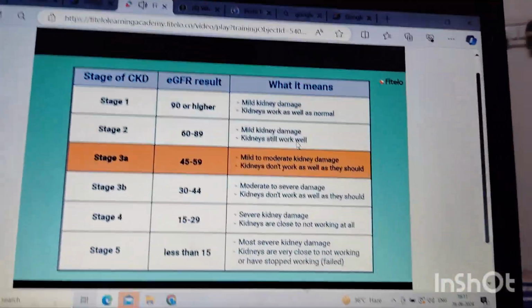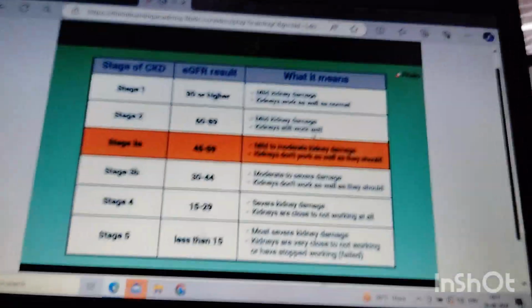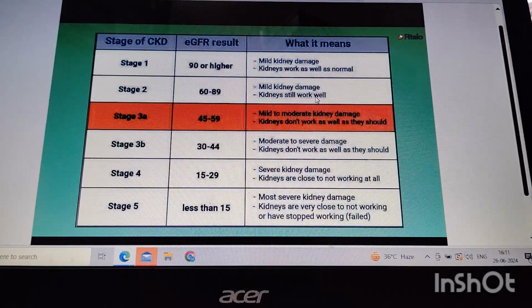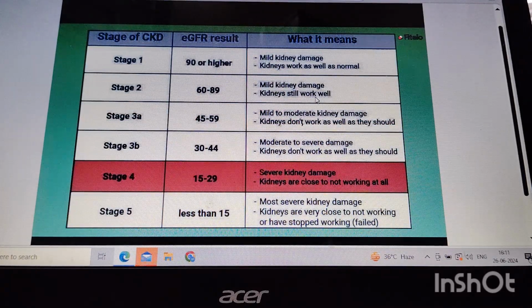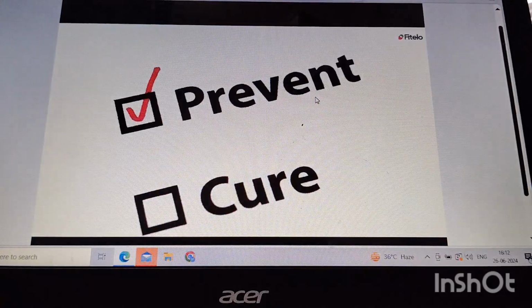Stage 3a of CKD shows eGFR is between 45 and 59. Stage 3b of CKD shows eGFR is between 30 and 44. Stage 4 of CKD, eGFR between 15 and 29. Stage 5 of CKD, eGFR less than 15. Both stage 4 and stage 5 are close to where the kidney is not working. And in Fitello, we are only considering cases of stage 1 and 2 where kidney damage is low.